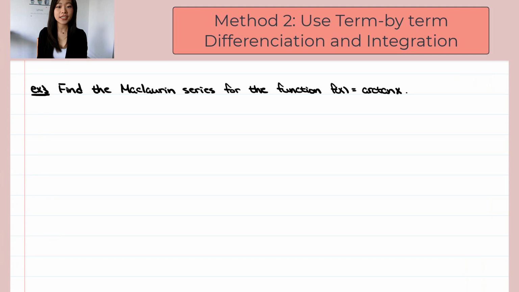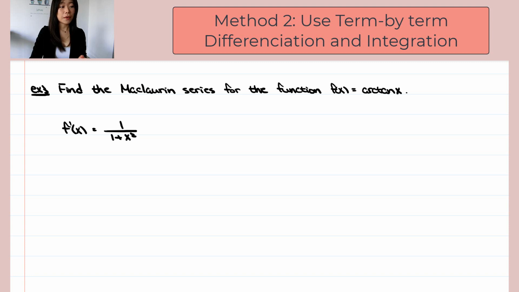Now let's look at the third example. Find the Maclaurin series for the function arctangent of x. From calculus 1, we know that the derivative of arctangent of x is 1 over 1 plus x squared. The derivative of the function f of x equals 1 over 1 plus x squared.